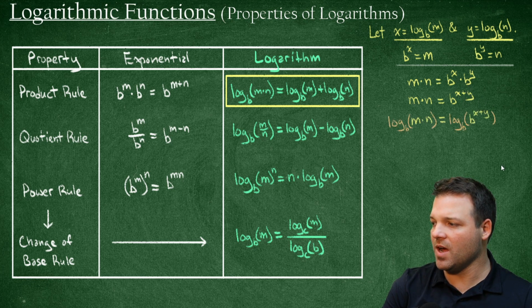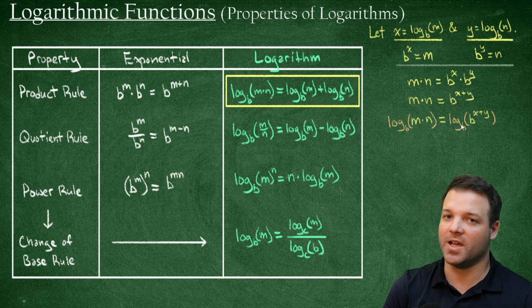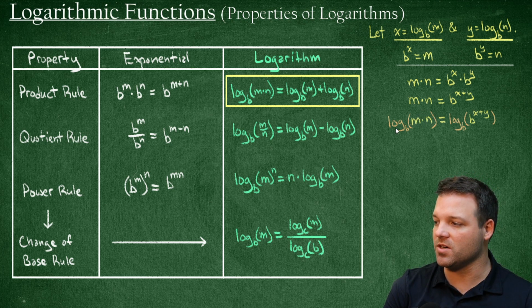And now what I'm going to do is take the log base b of both sides of this equation. Why am I going to do that? Well, because this exponential over here has a base of b. So a log base b of an exponential base b should cancel those out. And that's what we get here. So we end up with log base b of m times n on the left, and then over here, log base b of b to the x plus y.